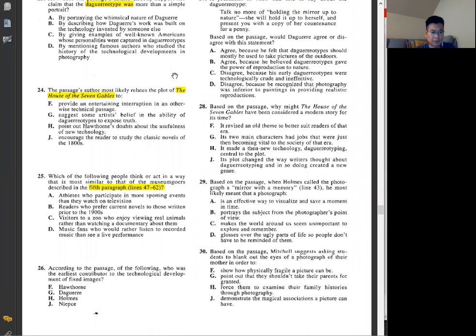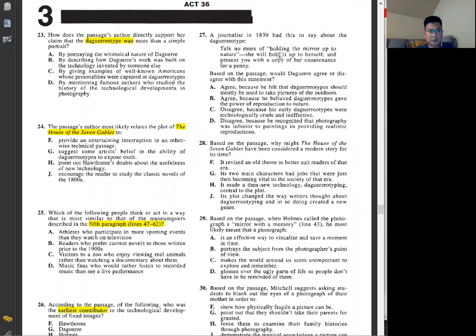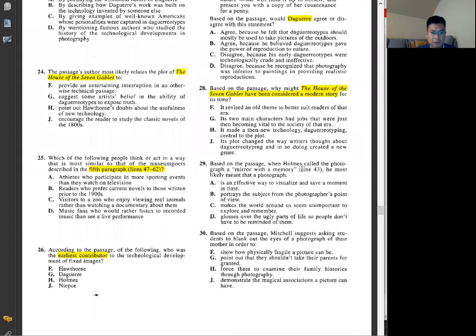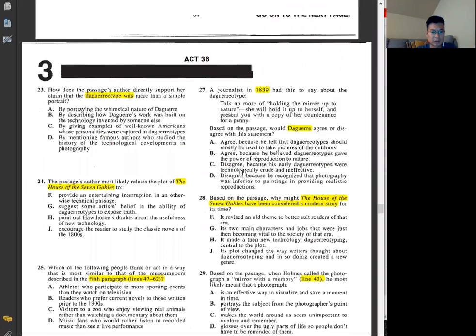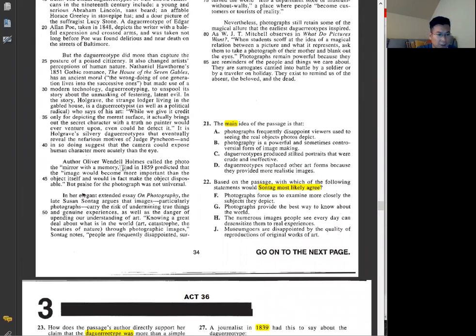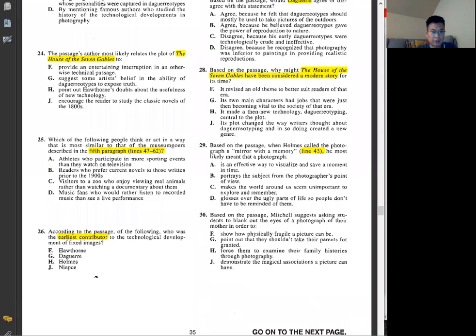And 26, according to the passage, who was the earliest contributor to technology development. 27, 1839, and then based on the passage, Daguerre would agree or disagree. And then The House of the Seven Gables consists of a modern story of his time. And then line 43, go near with memory. Line 43. Okay, and then this is question 29. And 30, based on Michelle, suggests asking students to blank out the eyes of a photograph of their mother in order to do something.